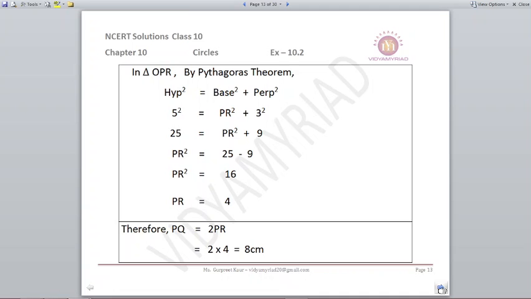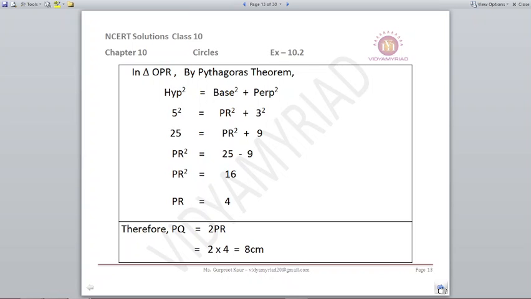Now we will apply the Pythagoras theorem to triangle OPR. Hypotenuse square is equal to base square plus perpendicular square. We need to find out the measurements of PQ or PR. So hypotenuse is 5: 5 square is equal to PR square plus 3 square. So 25 is equal to PR square plus 9. Subtract them. PR square comes out to be 16. PR is equal to 4.